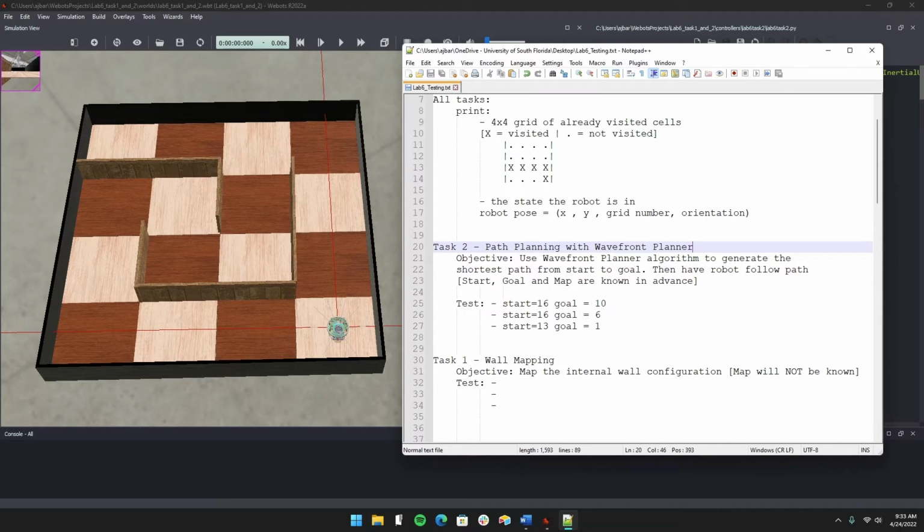The point of the wavefront planner is to find the shortest path through the maze from the given start cell to the given goal cell.